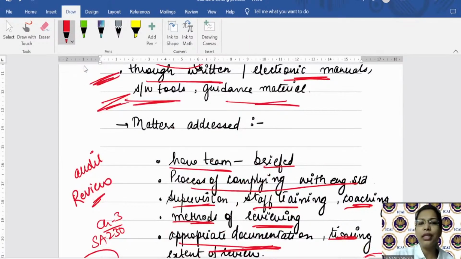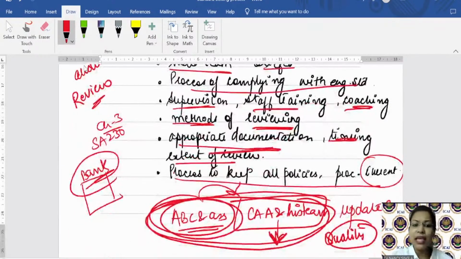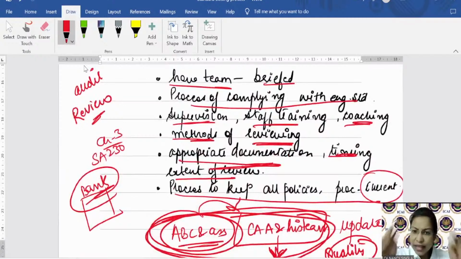सॉफ्टवेयर टूल दे दो, कुछ रिटन इलेक्ट्रॉनिक मैनुअल्स, कुछ भी गाइडेंस मटेरियल दे दो. फिर उससे क्या होगा? CAA and his team, when they go through the manual, they now know कि CA को पता है कि अच्छा ऐसे टीम को ब्रीफिंग करना है, ऐसे बताना है, ऐसे कंप्लाई करना है, ऐसे स्टाफ ट्रेनिंग और कोचिंग होगी, रिव्यू ऐसे करना है, डॉक्यूमेंटेशन ऐसे मेंटेन करना है. So when there are set guidelines, these are within the firm का इंटरनल मैटर है ये. ठीक है, तो ऑटोमेटिकली क्वालिटी बढ़ेगी ना. ठीक है, is it clear?